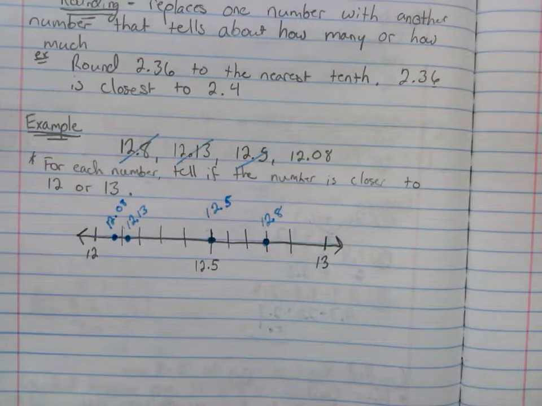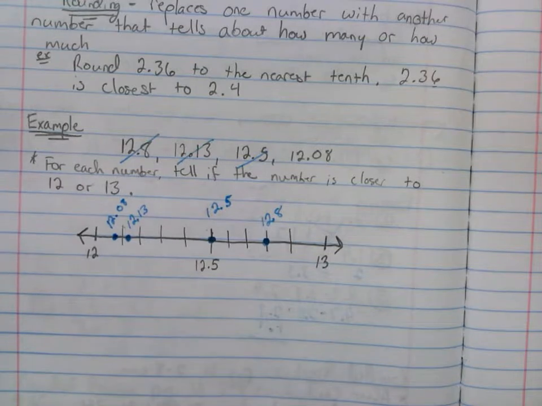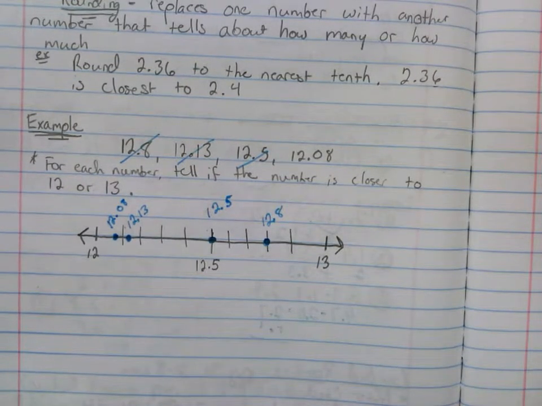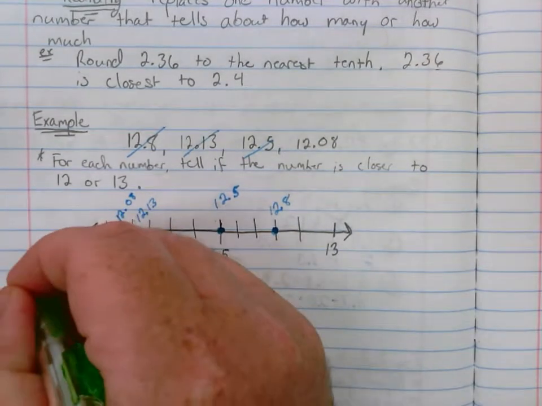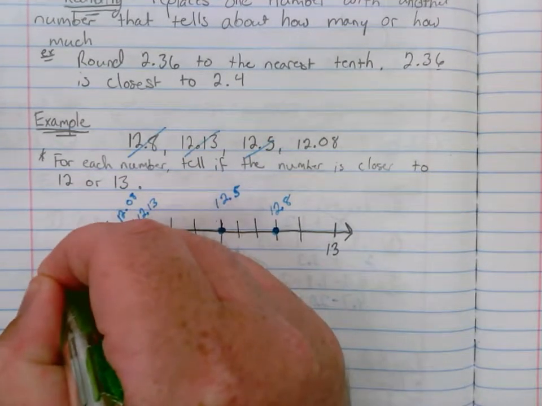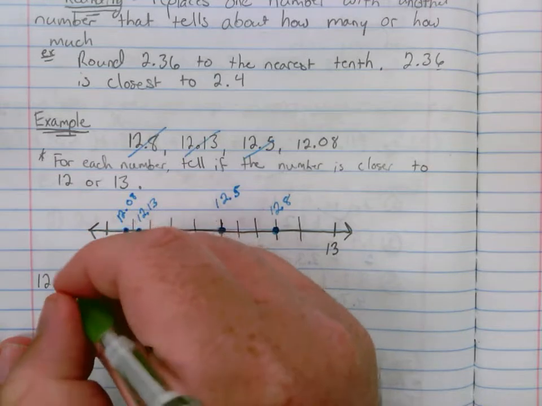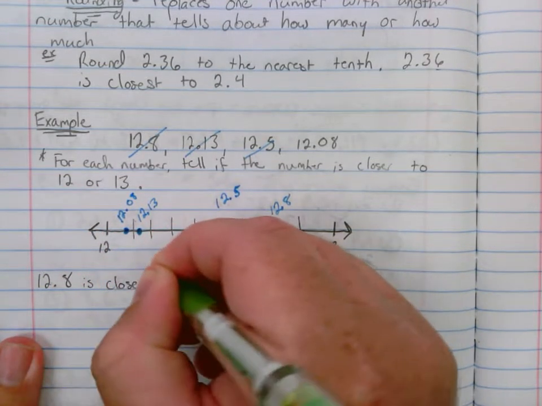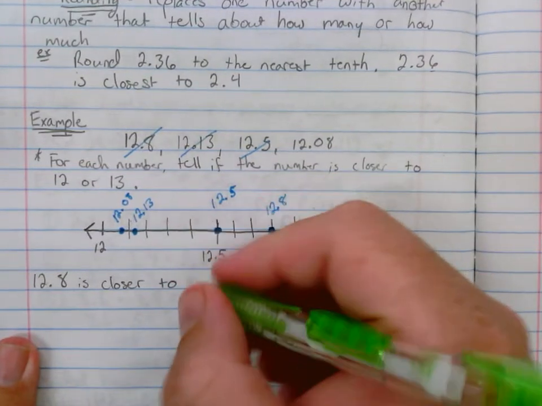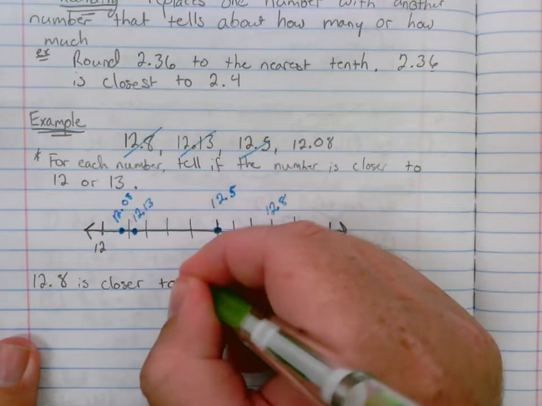So once I finish my number line, I need to answer the question. And my question tells me for each number, tell if the number is closer to 12 or to 13. So I'm going to write 12 and 8 tenths is closer to 13.